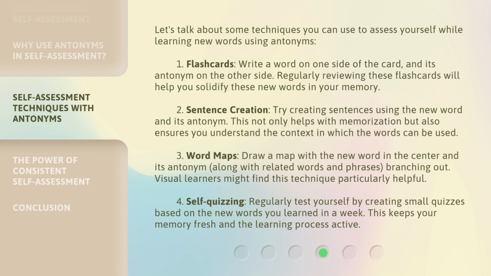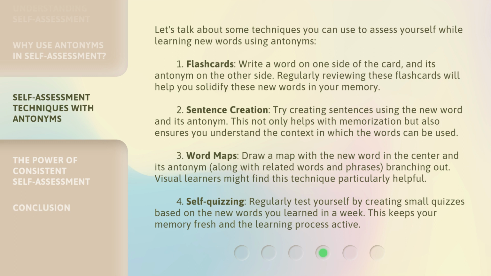Let's talk about some techniques you can use to assess yourself while learning new words using antonyms. 1. Flashcards. Write a word on one side of the card, and its antonym on the other side. Regularly reviewing these flashcards will help you solidify these new words in your memory. 2. Sentence creation. Try creating sentences using the new word and its antonym. This not only helps with memorization but also ensures you understand the context in which the words can be used.